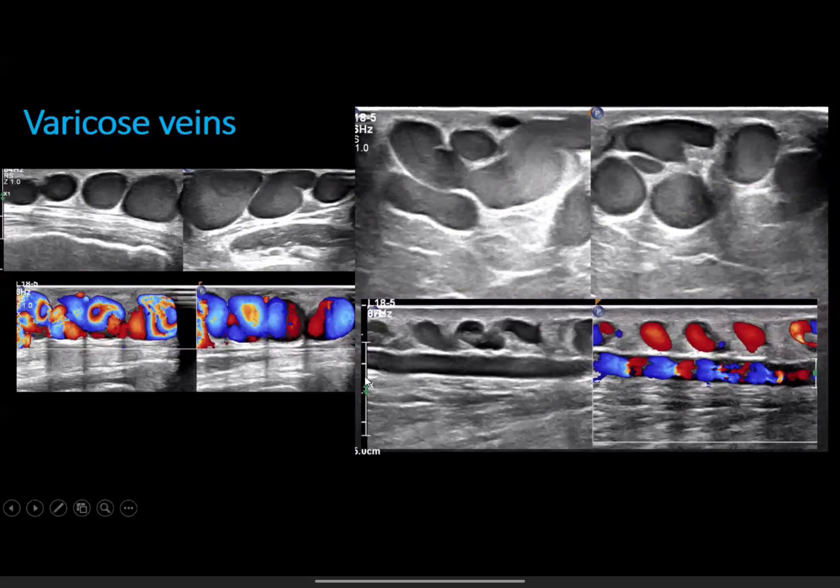and showing incompetence. Varicose veins can be seen as multiple dilated venous channels, distended veins. They can be tortuous, significantly tortuous, forming a mass. On color Doppler, we can see flow and reversal flow in them on Valsalva. So these are all variable appearances on B mode in cases of varicose veins in the leg.